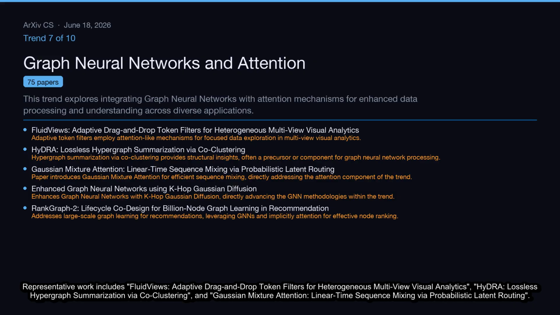Representative work includes fluid views, adaptive drag-and-drop token filters for heterogeneous multi-view visual analytics, Hydra, lossless hypergraph summarization via co-clustering, and Gaussian mixture attention, linear time sequence mixing via probabilistic latent routing.